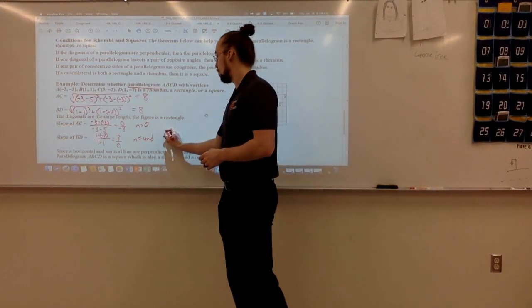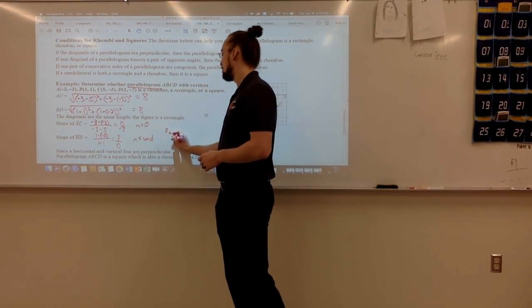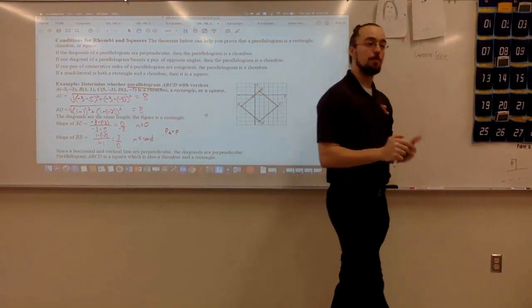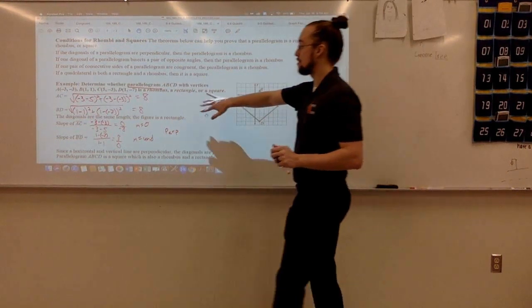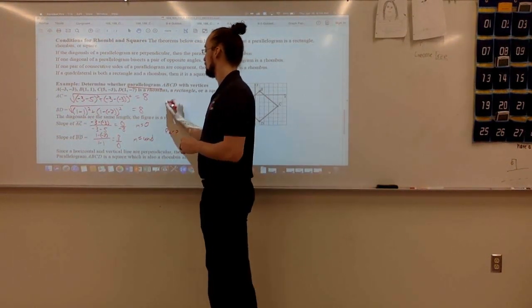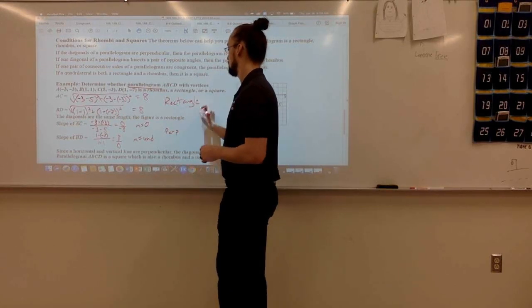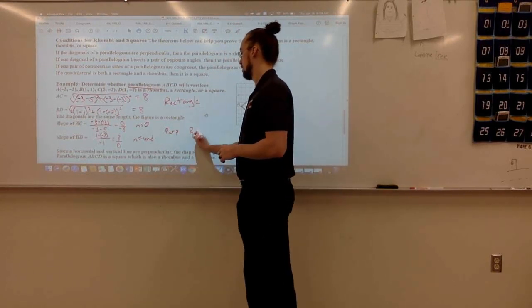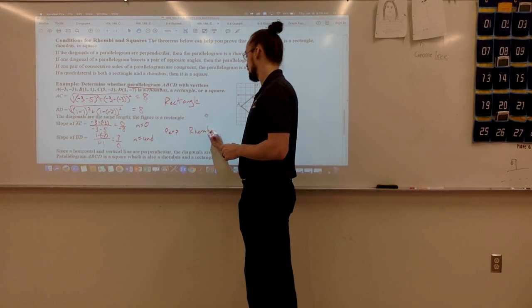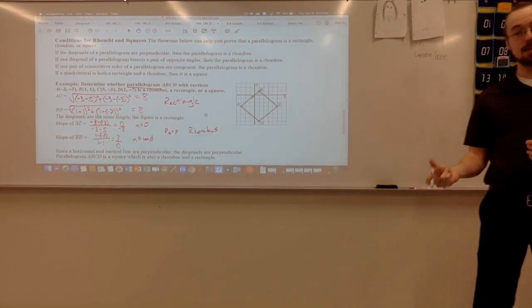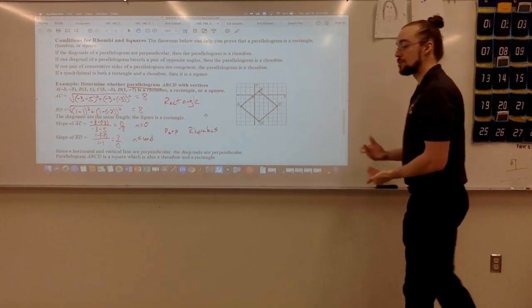So what we found is our diagonals are both congruent and perpendicular. So this makes it a rectangle. This makes it a rhombus. So since this figure shares both of those properties, okay, it's both a rectangle and a rhombus, that means it's a square.